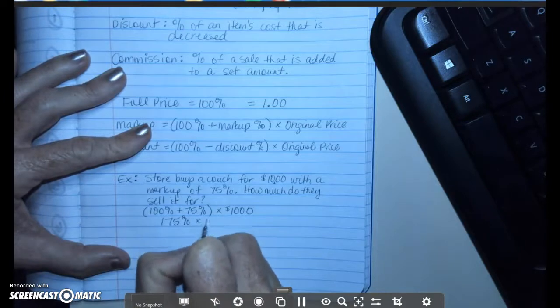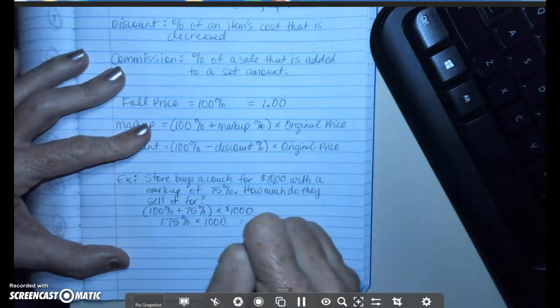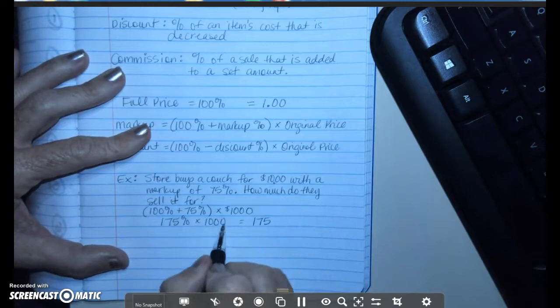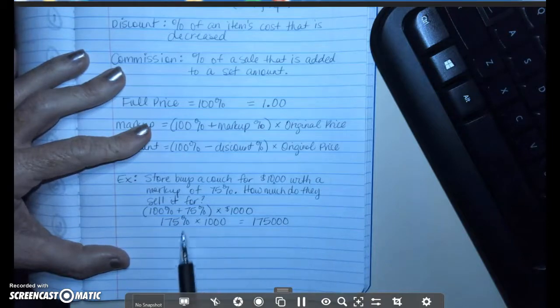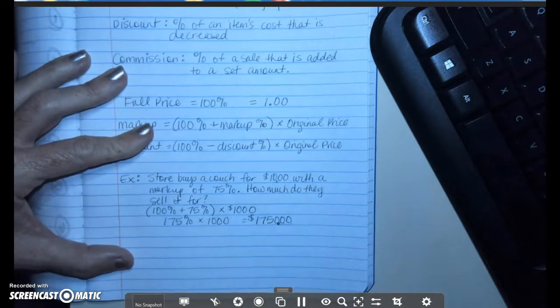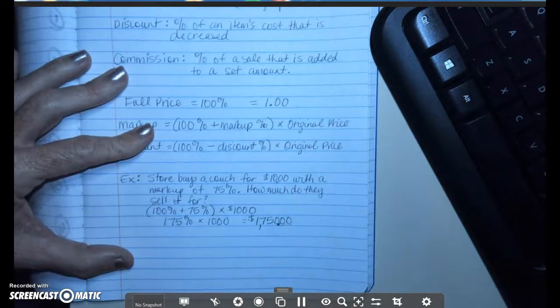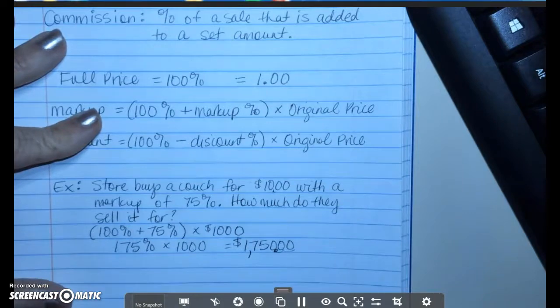Okay. Times 1,000. I'm going to show you the easy way to do this. So what's 175 times 1? 175. And then how many zeros do I add? 3. 1, 2, 3. When you change a percent to a decimal, how many spaces and what direction do you need to move the decimal? From a percent to a decimal? To the left. 1, 2. So that couch is going to cost you $1,750. Pretty easy, yeah?